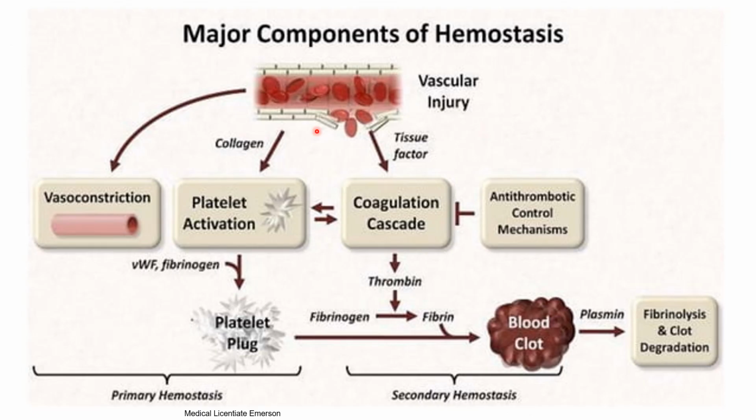So this is what we are talking about, major components of hemostasis. When someone is having vascular damage, of course it's going to be vasoconstriction, platelet aggregation, and there is a back and forth mechanism for the coagulation cascade. Platelet activation may lead to a platelet plug, then the coagulation cascade may lead to conversion of fibrinogen to fibrin, which leads to a blood clot. Then finally plasmin and fibrinolysis and clot degradation will occur at a later stage.